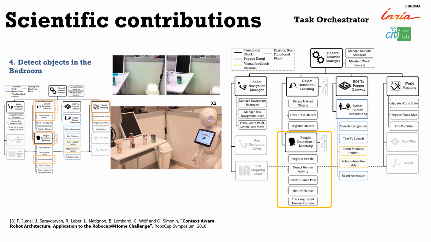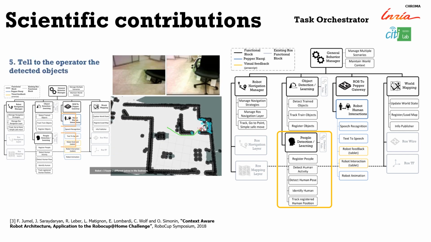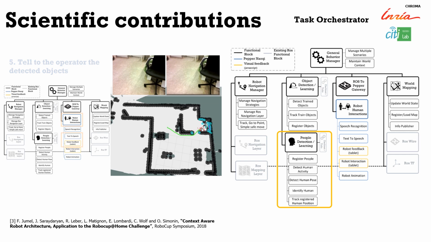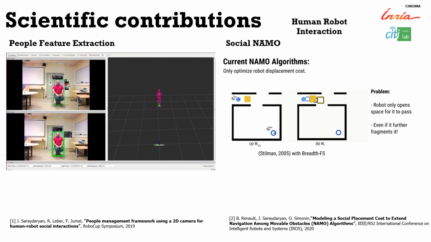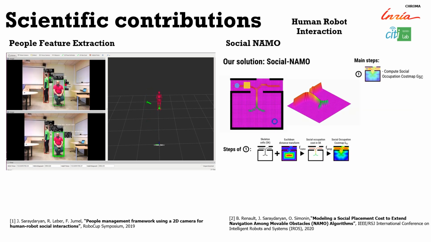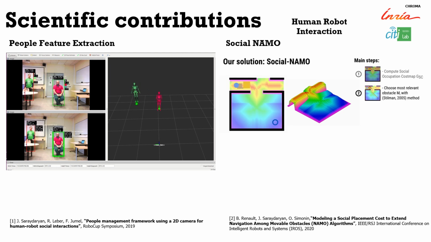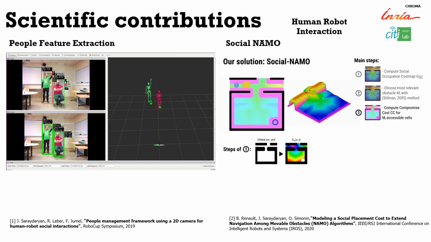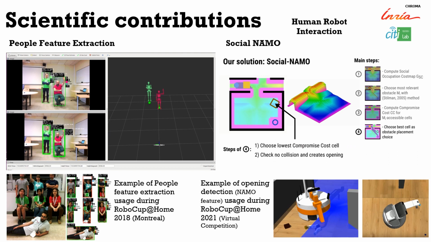Please check on the right, in the middle of the architecture, the box called People Detection Learning, which is the object of a new publication on the next slide. This publication received the Best Scientific Paper prize at the RoboCup Symposium. As you can see on the left, it's about tracking people pose, gesture, face, and clothes with a single 2D camera embedded on a robot. On the right, you can see navigation among movable obstacles with social constraints, published at IROS in 2020.